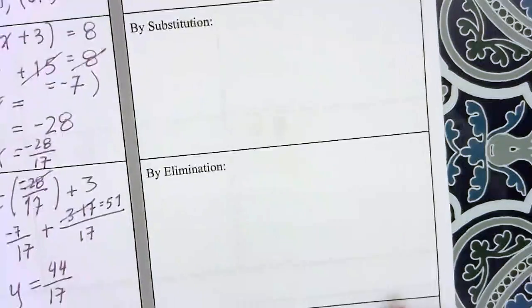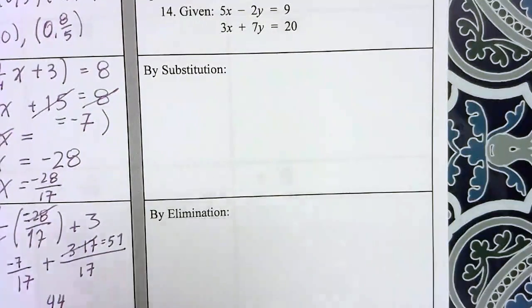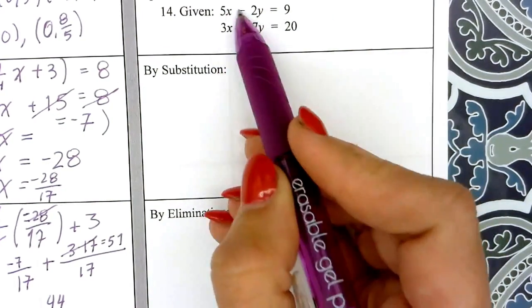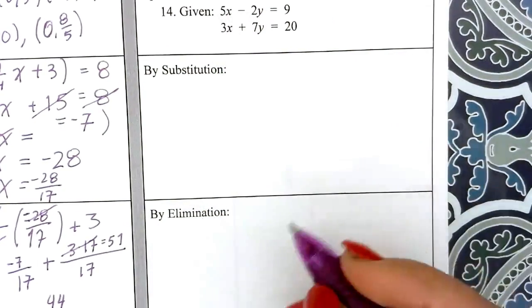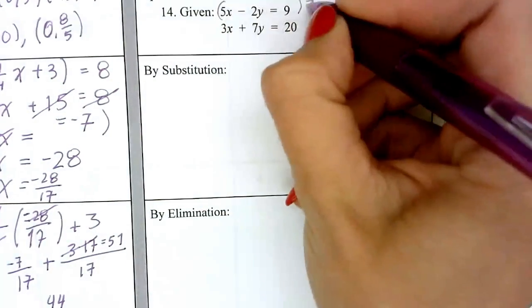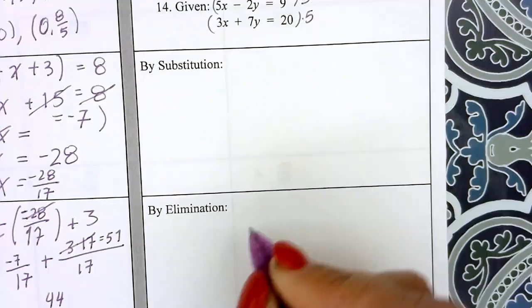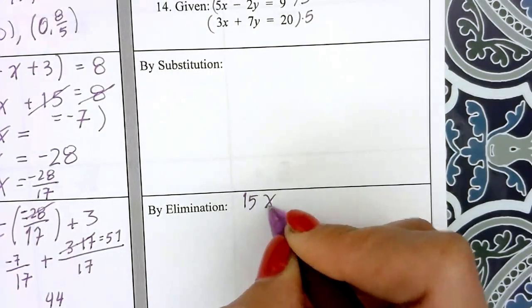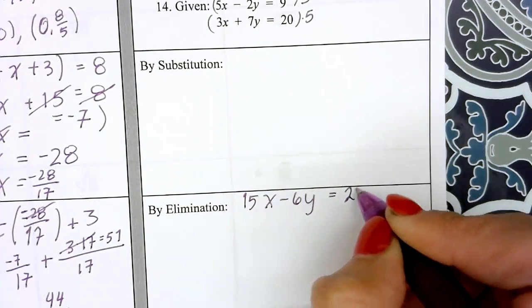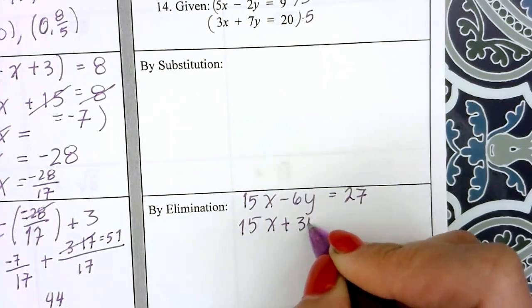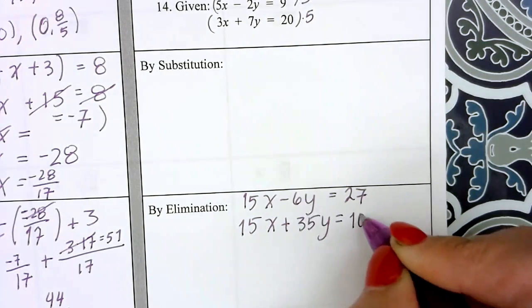Next, I'm going to show by elimination for this example. So I want to eliminate. Let's make both of these 15. So I'm going to multiply everything here by 3, and everything here by 5. That will make this a 15. So what do I have here? 15x minus 6y equals 27. And then times 5, 15x plus 35y equals 100.